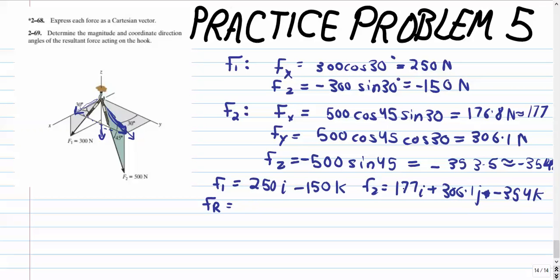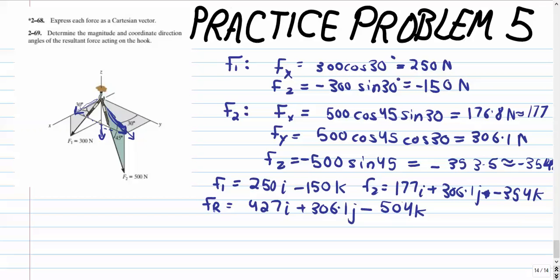I'm going to just skip to their sum, which is 427 i plus 306.1 j minus the sum of the k components, which is 504 k. Negative 150, negative 354 gives negative 504 k.